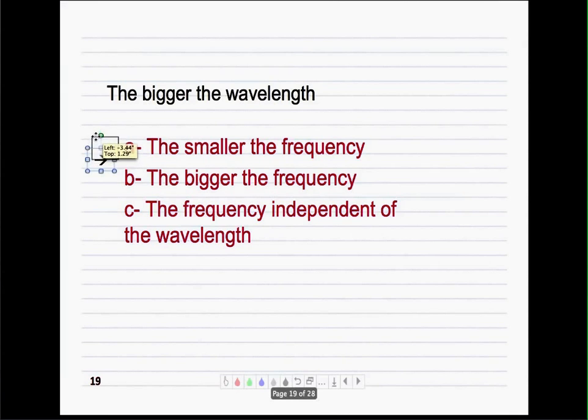Is it that the bigger the wavelength, the smaller the frequency, or that the frequency is independent of the wavelength? What do you think?